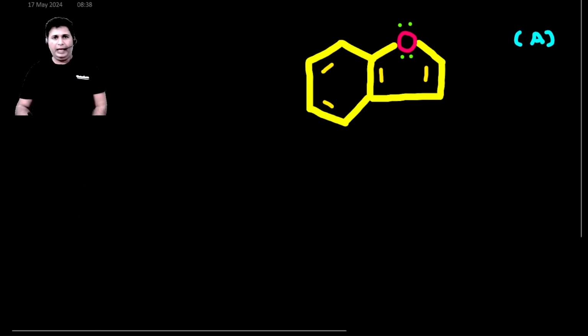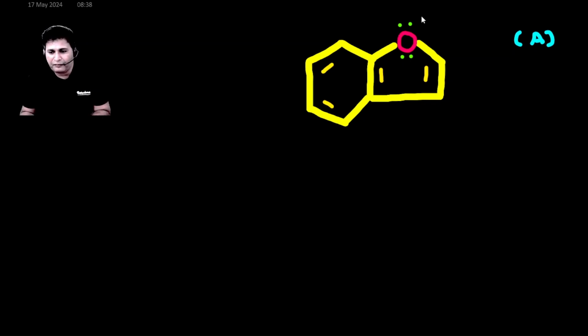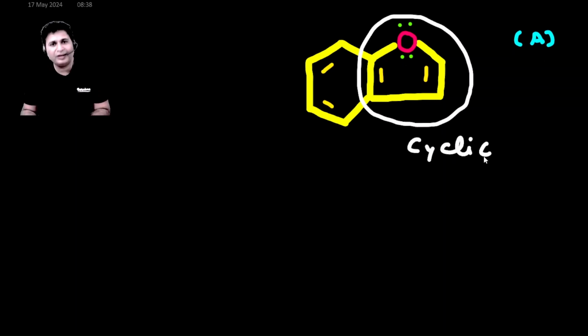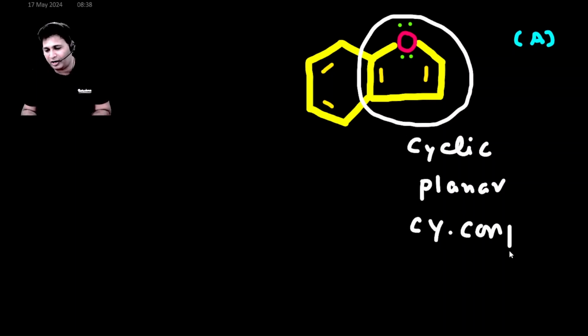If you see A, one thing you find immediately is this part which I am encircling. In this part you can find that this is cyclic. First of all, this is planar, flat. And now about cyclic conjugation, whether this ring carries a cyclic conjugation or not, let us try to figure it out. I have already dealt with this part earlier also. Let us do it once again.